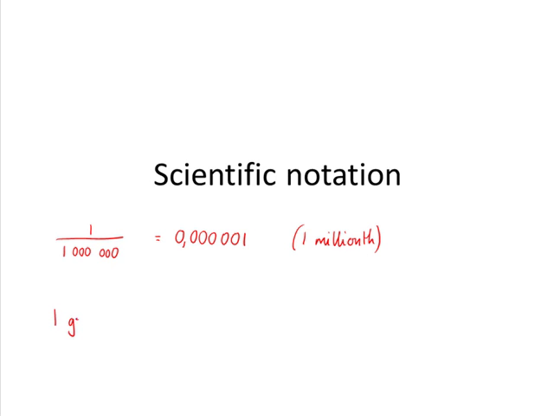Now, googol, it's not spelled Google, it's spelled G-O-O-G-O-L. It means 1 followed by 100 zeros. Now, I'm not even going to try write that here because, of course, it's going to take far too long and far too much paper.